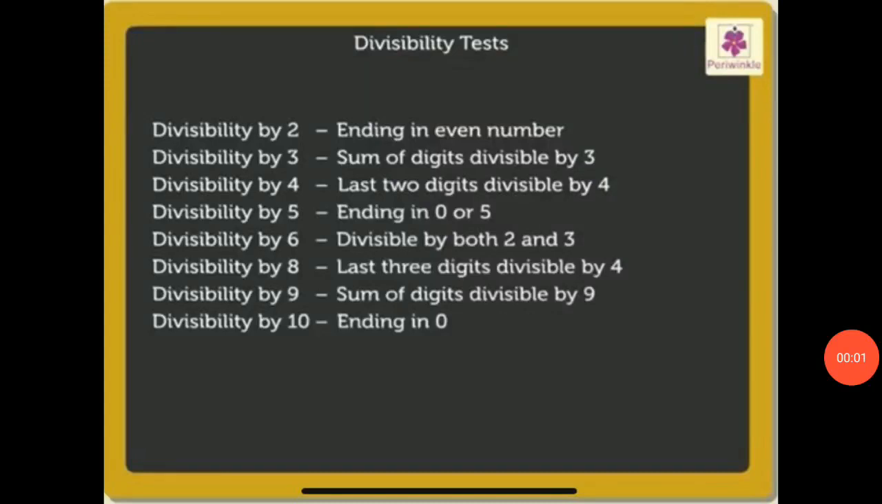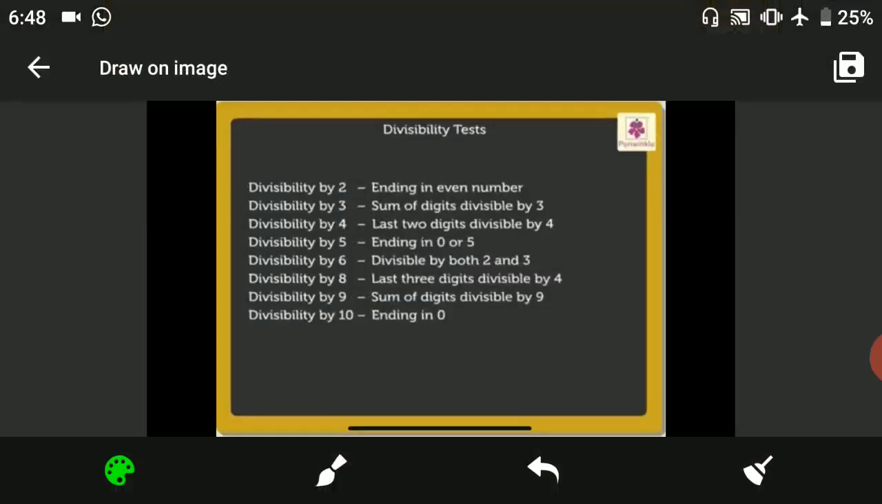Now students, we recall all the rules again. If we want to check the divisibility by 2, we have to see the last number. If the last number is even, it is divisible by 2. For 3, you have to add all the digits. When you add them, if that number is divisible by 3, you can say that the number is divisible by 3.